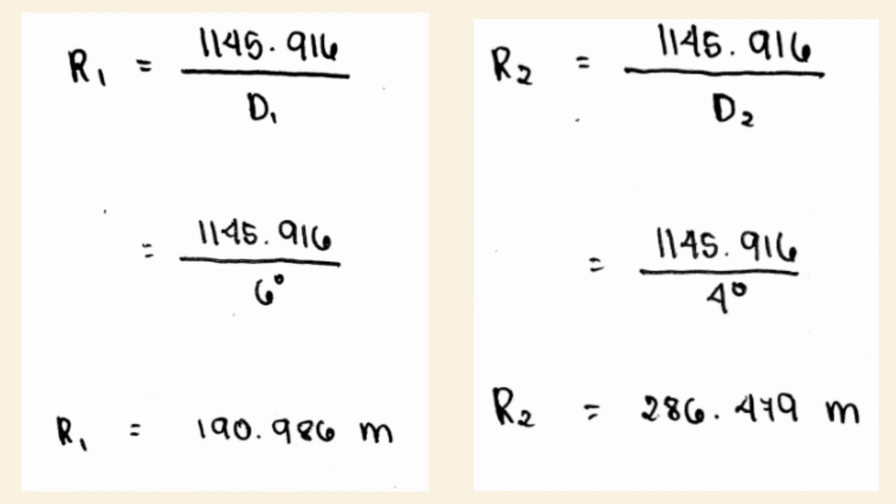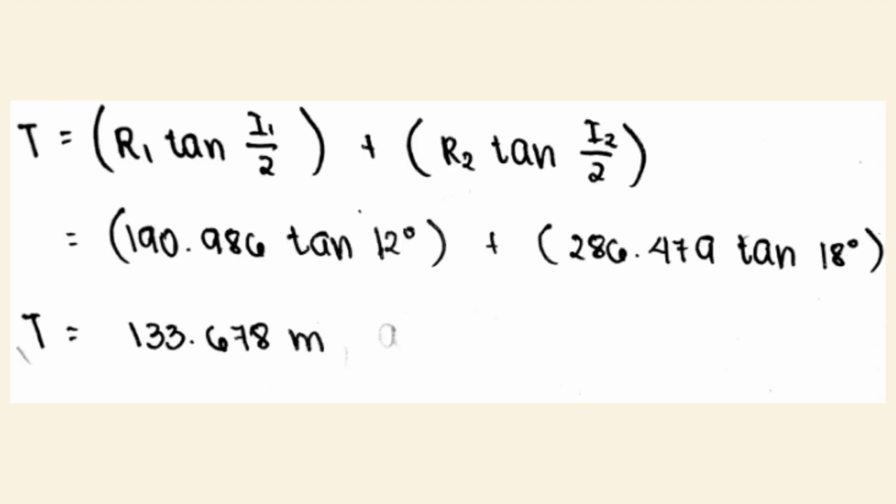Using arc basis, R is equal to 1145.916 over D, or the degree of the curve. So R1 is equal to 1145.916 over 6 degrees. R1 is equal to 190.986 meters, while R2 is equal to 1145.916 divided by 4 degrees. It is equal to 286.479 meters.